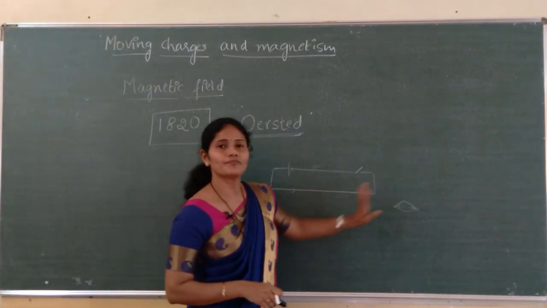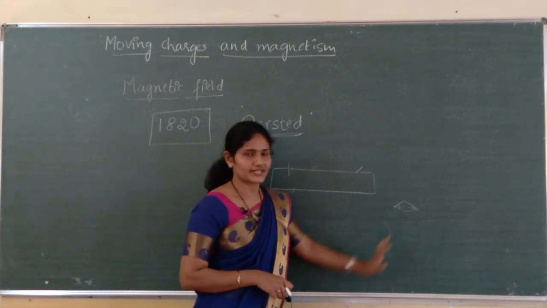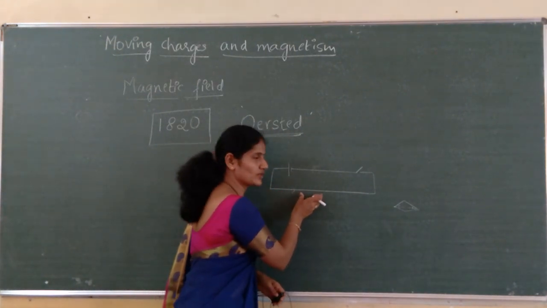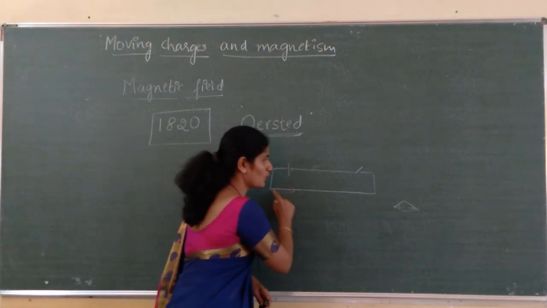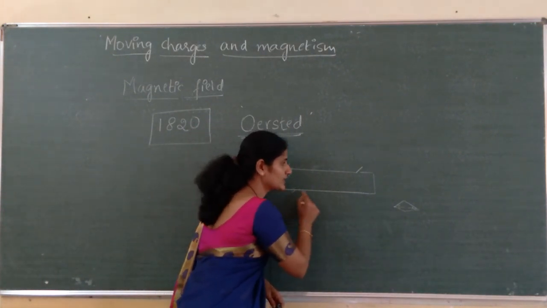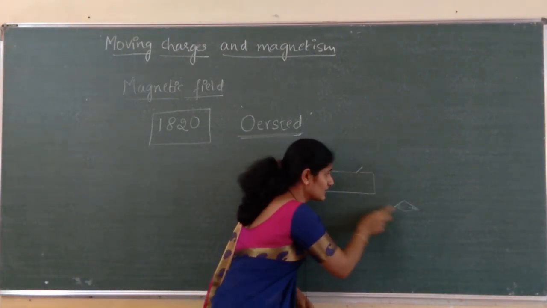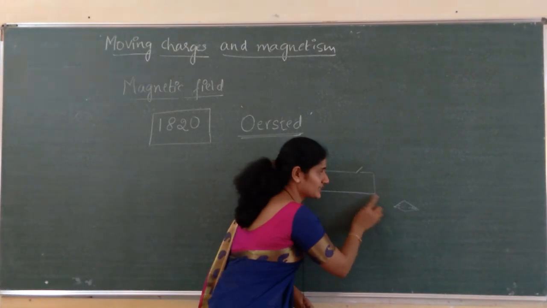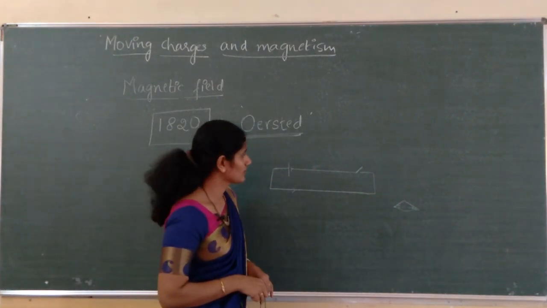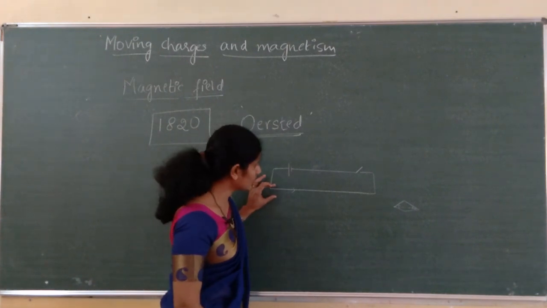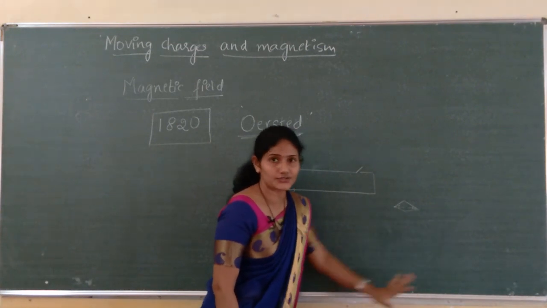So it was there, unknowingly kept near this whole setup. He was doing an experiment with this conductor. When the switch is on, current flows through the conductor. When current flows through the conductor, he observed that this magnetic needle, which is kept near the conductor, shows deflection.